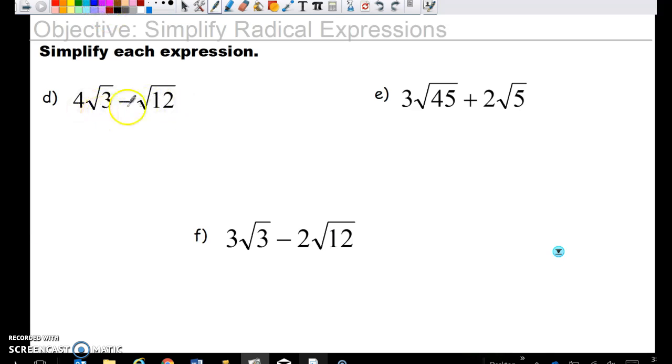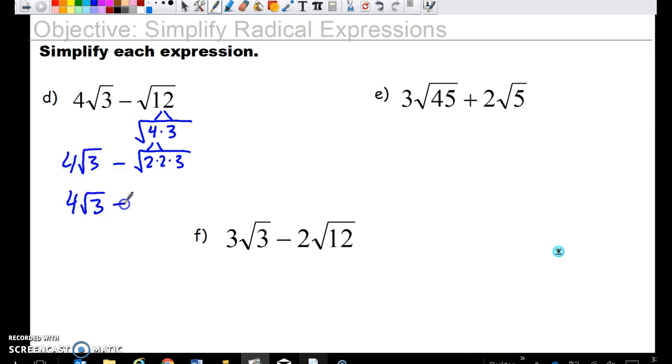You might think to yourself at the beginning of this problem that these are not like terms. You have a different radicand. But we've learned to simplify expressions containing radicals so that way we would be able to make them like terms. Because eventually, after I simplify all this, you're going to get 2 square roots of 3, which make these like terms now, and I can subtract 2 square roots of 3.